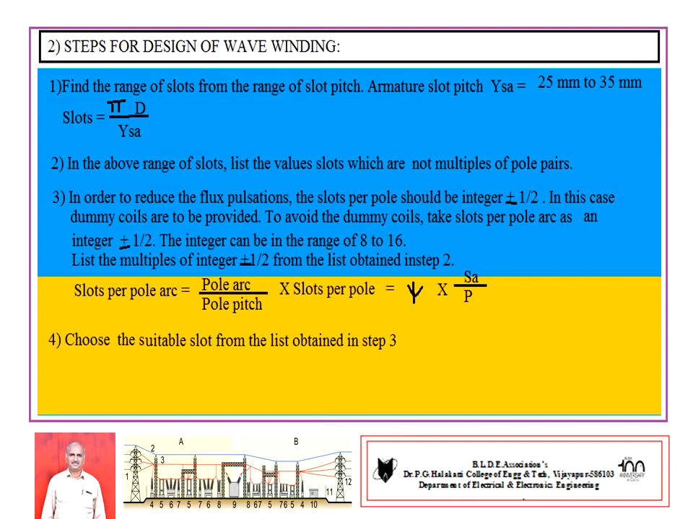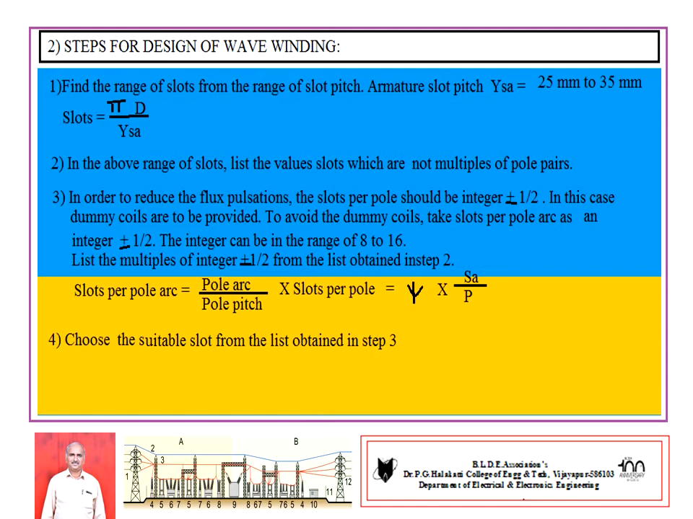In the previous case, we listed the values which are multiple of pole pairs. Now, those which are not multiple of pole pairs, that means odd numbers, have been selected. In order to reduce the flux pulsations, the slots per pole should be an integer plus or minus half. In this case, dummy coils are to be provided.